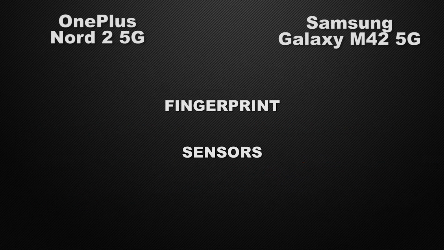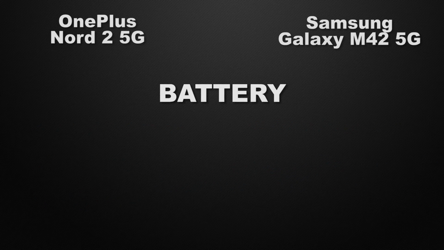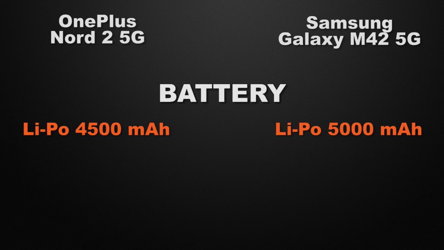So it's a tie. Let's talk about the battery capacity of the devices. Nord 2 has 4500 mAh of battery capacity, whereas M42 has 5000 mAh of battery capacity. So the winner here is M42 because it has a bigger battery capacity.